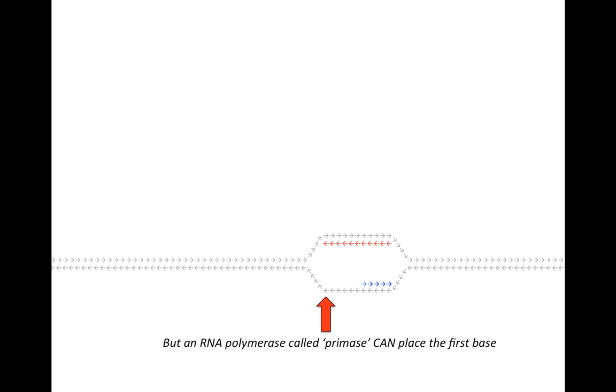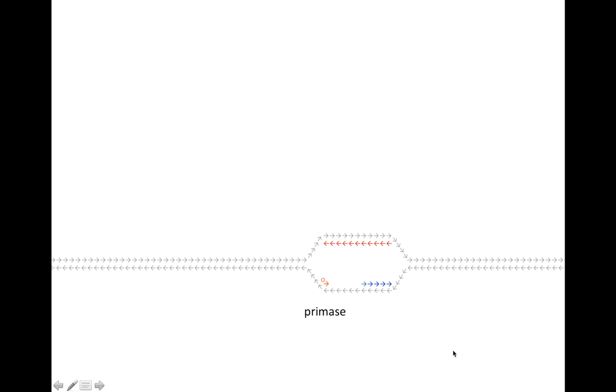But an RNA polymerase, which is called the primase, can place the first base. I mean, it can place an RNA base. So it's a little bit weird, but let's have a look at what this looks like. So the first nucleotide is going to be added by this RNA primase. And I've added this little O here to indicate that this nucleotide is an RNA nucleotide, because remember, RNA has one extra OH group relative to DNA. So what happens then is that the primase adds the first RNA base and then another RNA base.